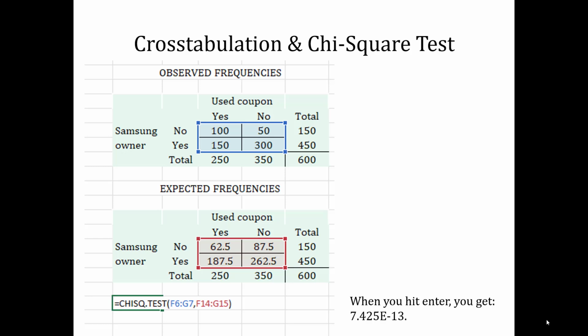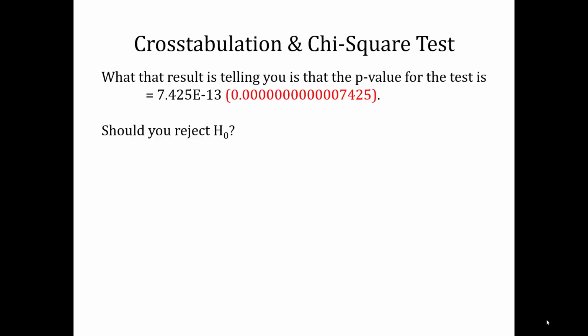Here's how to set it up. You have the original crosstab on top with the observed frequencies. Then you create a new table and enter the expected frequencies there. In the last step, you use the Excel function CHISQ.TEST and enter the range for the observed, then a comma, and then the range for the expected frequency. Here the p-value is so small that Excel writes it in scientific notation. E to the minus 13 means that the first number, 7, is in the 13th place after the decimal point.